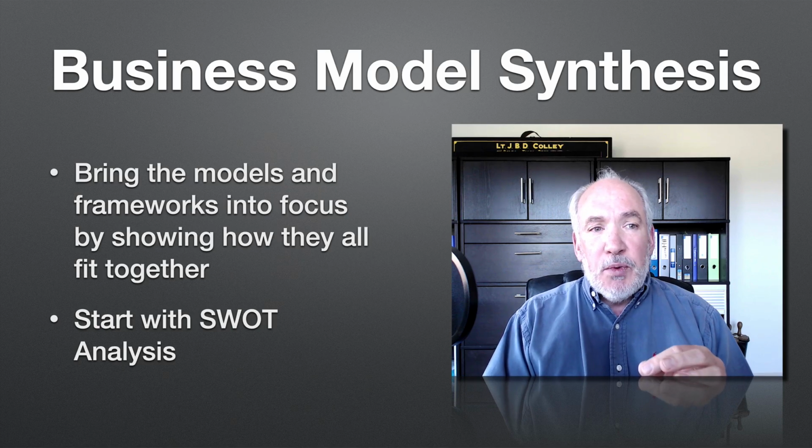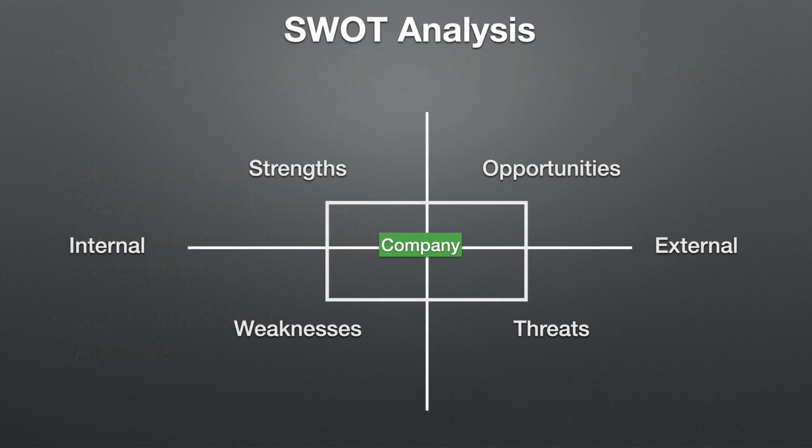So if we start with the SWOT analysis, which is perhaps the simplest model, where essentially strengths, weaknesses, opportunities, threats, so that's SWOT, and essentially the strengths and weaknesses on the left are internal, and the opportunities and threats on the right are external, and obviously in the middle you have the company. So that's very useful and it's a great starting point.